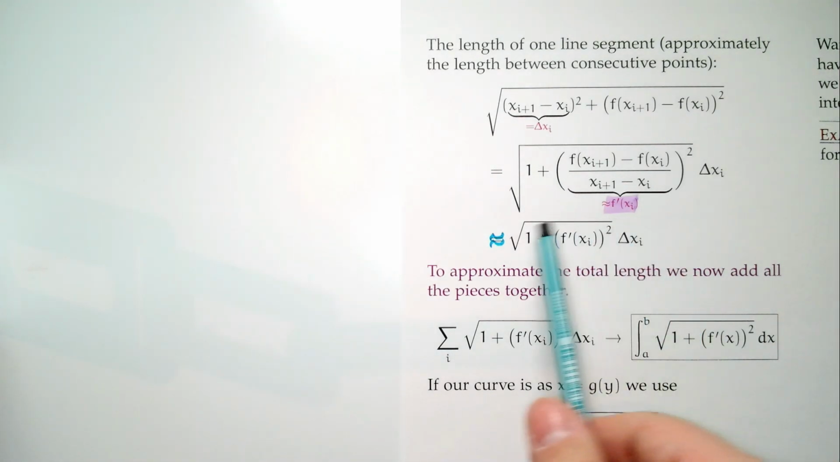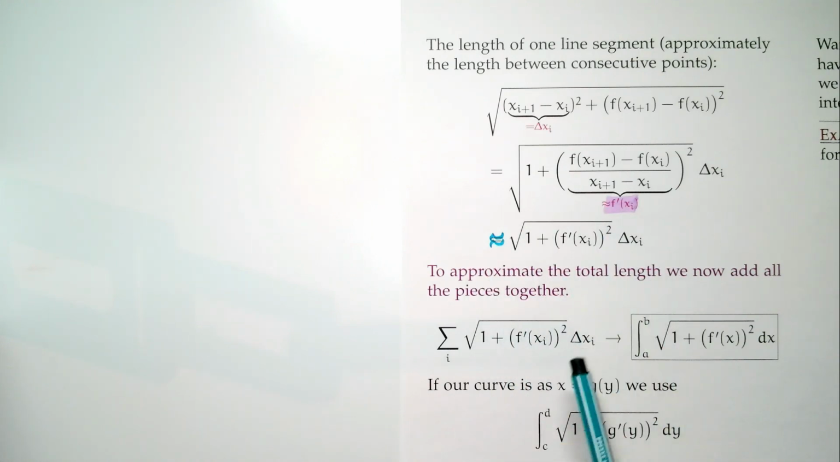Remember, this is just one piece. So to get the total length, we add them all together. And now, as you take the limit, the summation becomes the integral. And then the square root becomes a square root. Okay, well, that's not so surprising. 1 plus f prime of x squared. And the delta x_i becomes our dx. All right, so there's our formula.